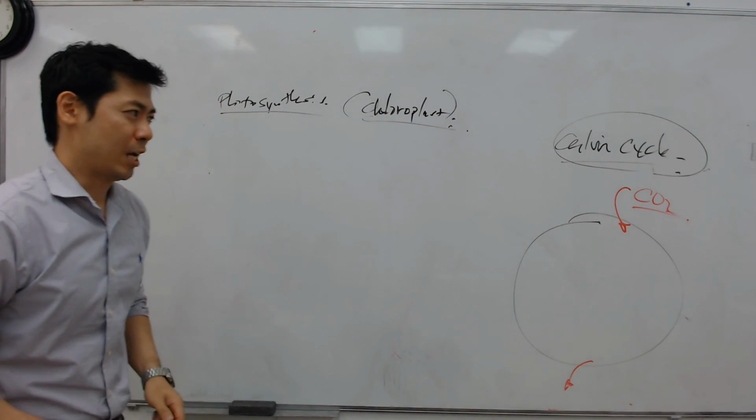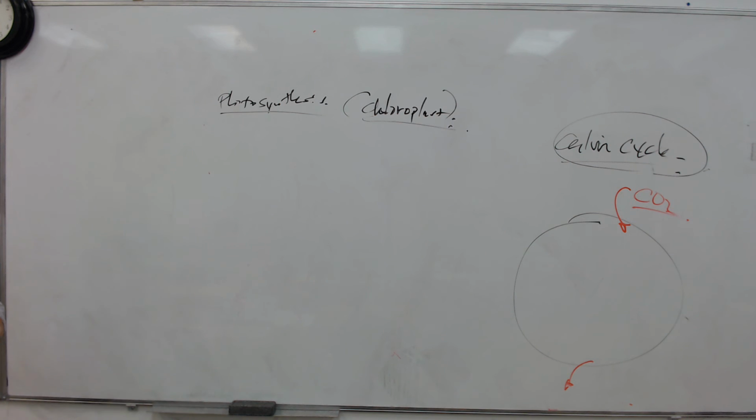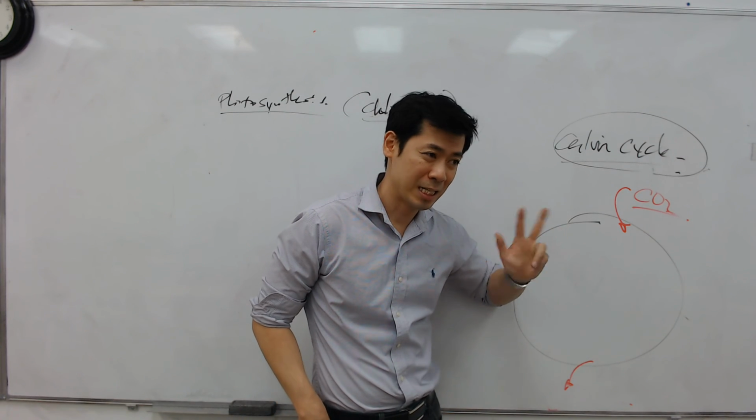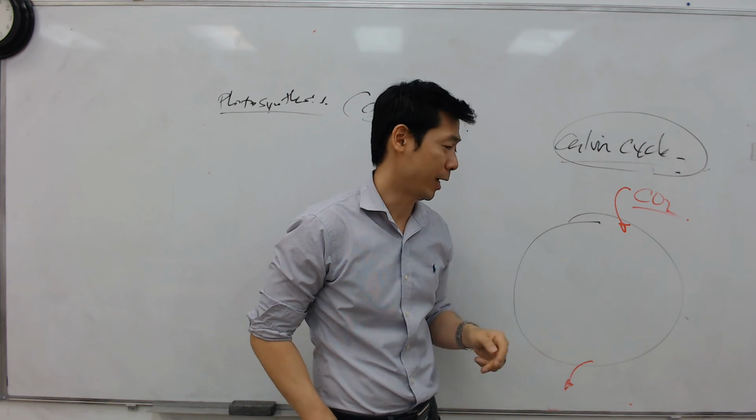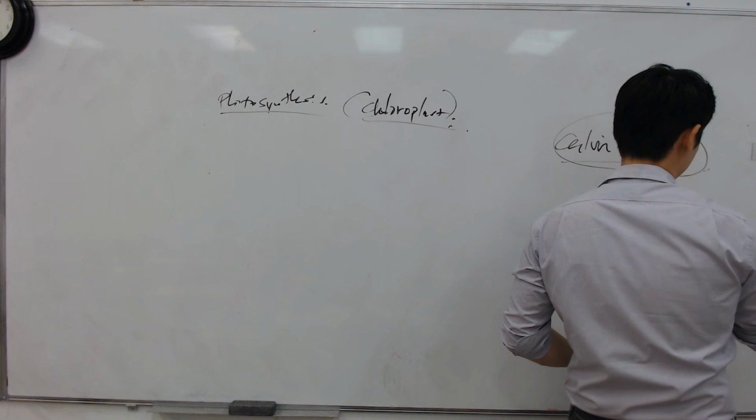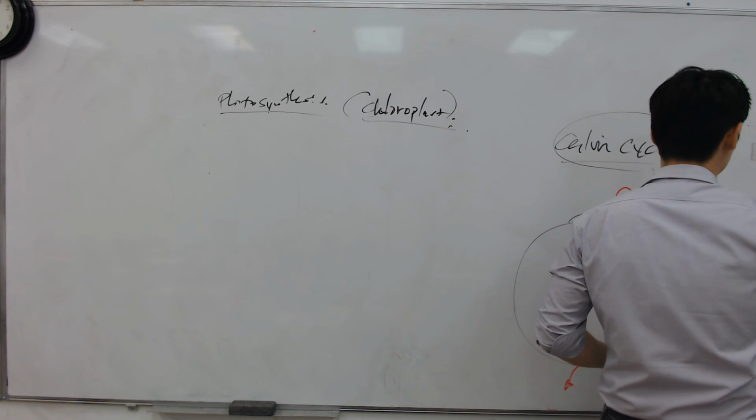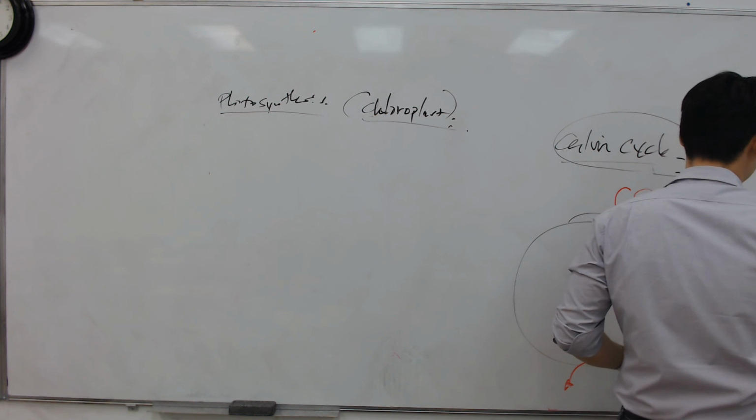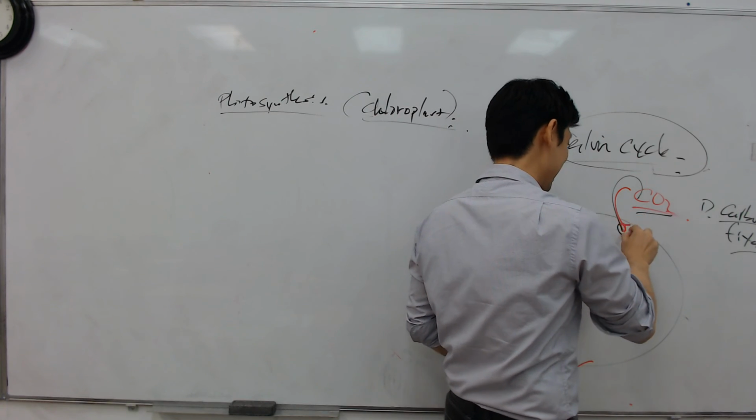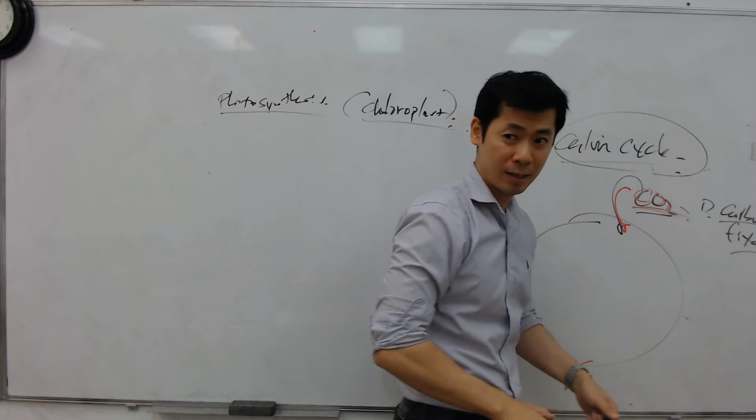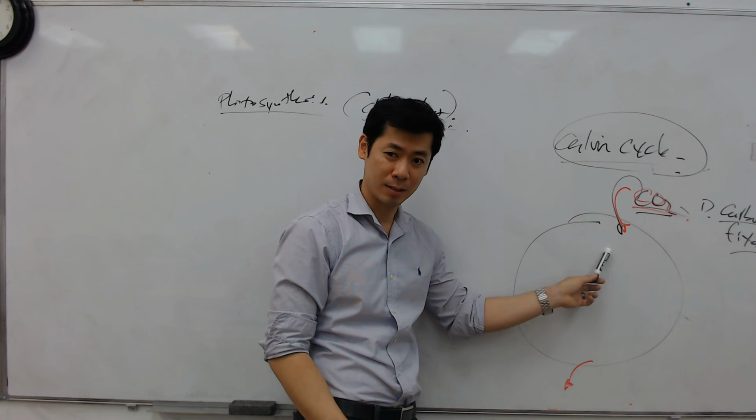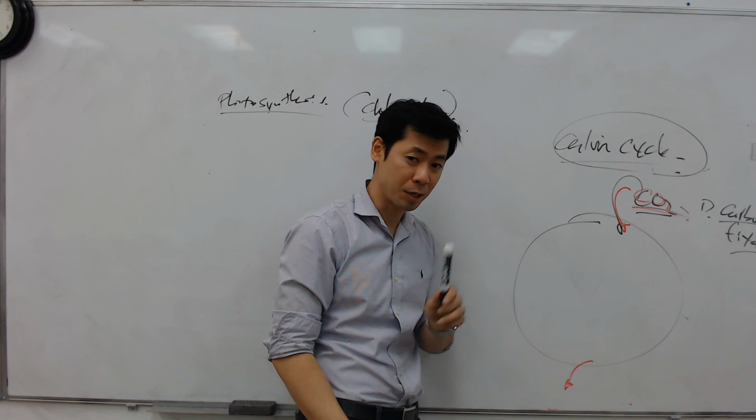So the Calvin cycle typically has three steps. The first one, what do we call this? Carbon fixation, bringing in CO2. Remember I said this in class? What enzyme does this? There's an enzyme that I mentioned in class.